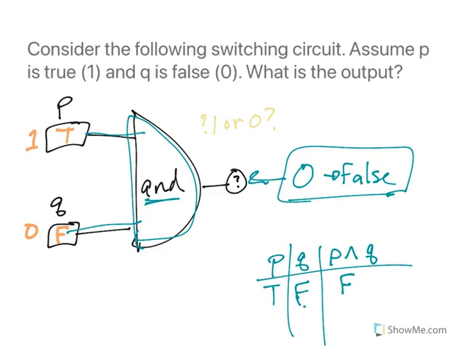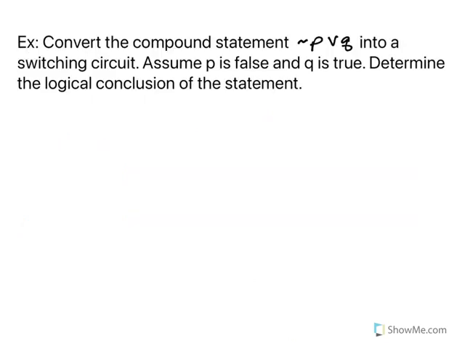Okay. All right, so convert the compound statement not P or Q into a switching circuit. Assume P is false and Q is true. Determine the logical conclusion of the statement. Okay, so we start with P and Q. It says assume P is false, so we'll give that a 0. Q is true, we'll give that a 1.